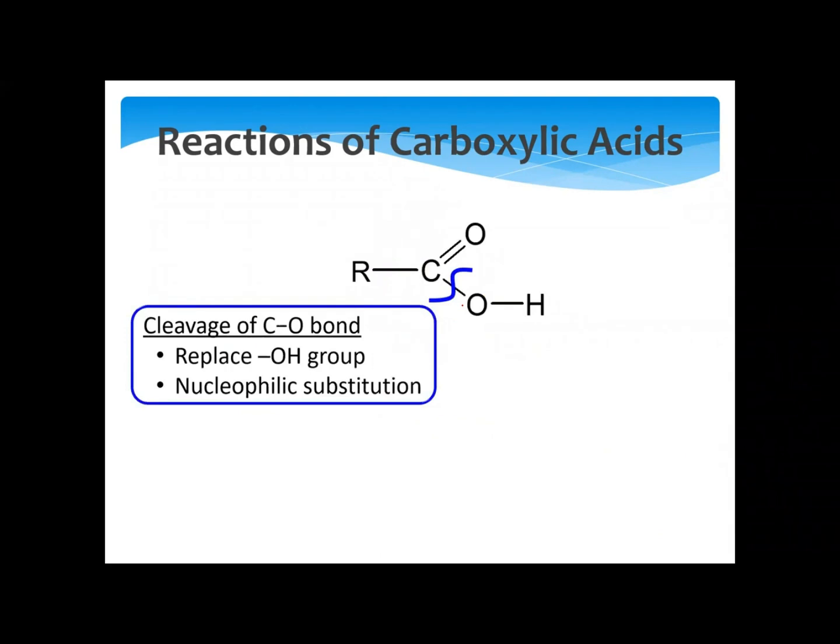Okay, the C single bond O can break. All right, so the OH group can be replaced. This is known as nucleophilic substitution, or if you want to be more precise, nucleophilic acyl substitution. This is different from the SN1 and SN2, so do not confuse it with that, because this is for carboxylic acid nucleophilic acyl substitution.